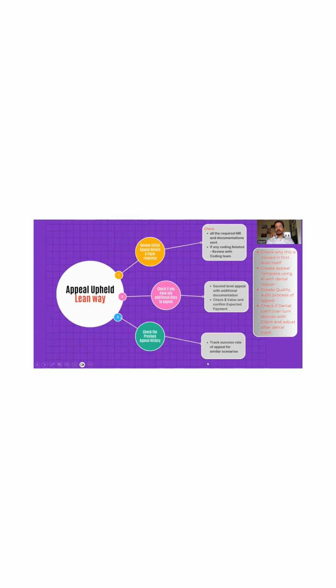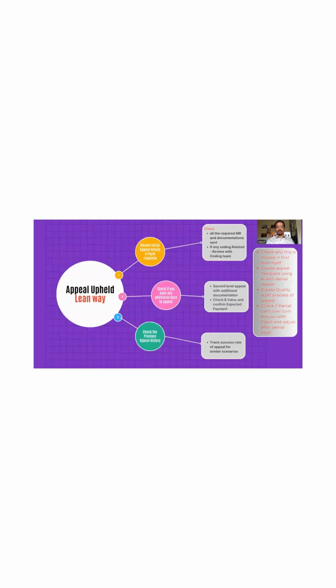In that scenario, you track your appeal history and appeal success rate, go back to the client, and say these are the appeals that can be overturned and these are the appeals that cannot be overturned. Then you try to avoid these kinds of appeals in future. And the first thing: do it correctly the first time itself. That's the major thing we are going to discuss here.